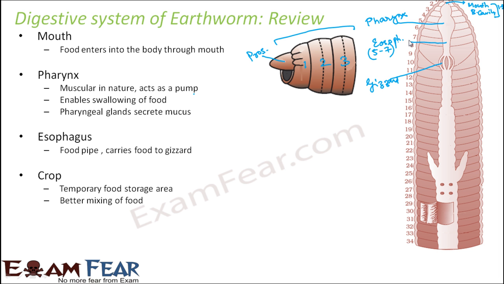Now within the esophagus, there is a part which is known as the crop. So it is present within the segments of the esophagus. It is nothing but a temporary food storage area which ensures better mixing of food. Now, the food is coming from the oral cavity through the pharynx and esophagus. Immediately it doesn't get into the gizzard. Before the gizzard, there is an area where the food is stored temporarily so that the food gets mixed even more properly. So that area is known as the crop. So crop is also somewhere here.